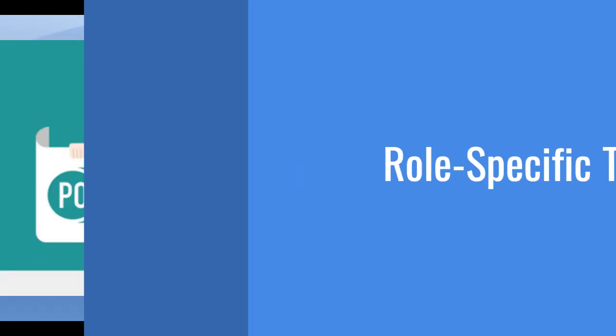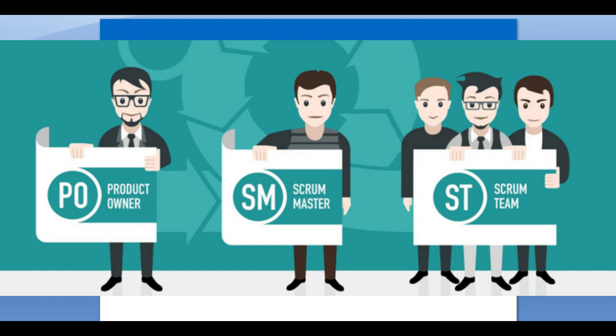Then role-specific training. Different roles exist within a Scrum team, including Scrum Master, Product Owner and development team. Each role has specific responsibilities, so training for each role is essential to ensure that team members understand their functions and how they collaborate with others.